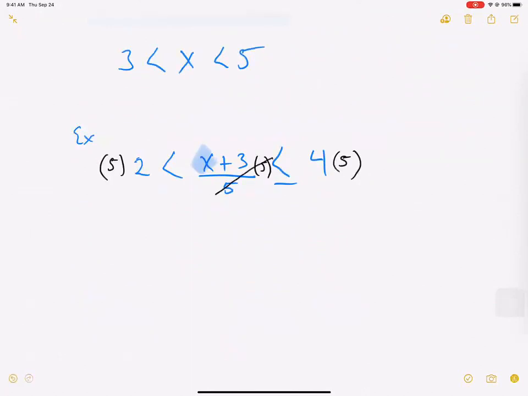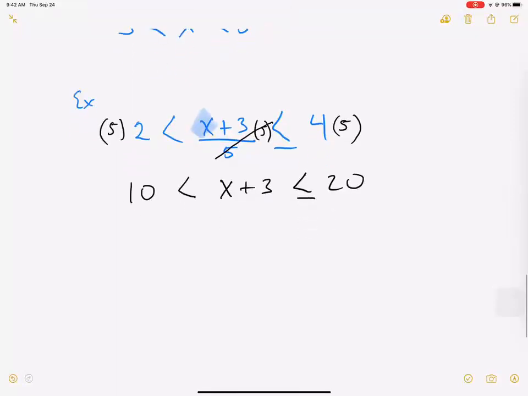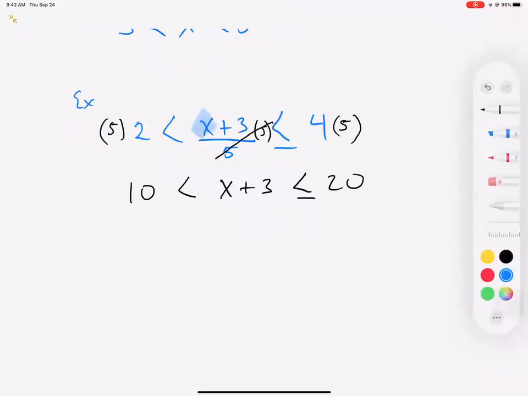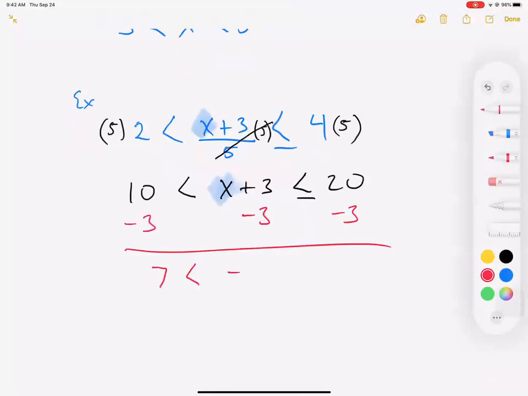So if I multiply by 5, that cancels out. We're left with 10 less than x plus 3 less than or equal to 20. I like that. Now my next move is to solve for x. Remember, we want x to be alone. We need to get rid of the 3. Opposite of plus 3 is minus 3. And if I subtract 3 from one side, I have to subtract 3 from all sides. That's 7 less than x less than or equal to 17.